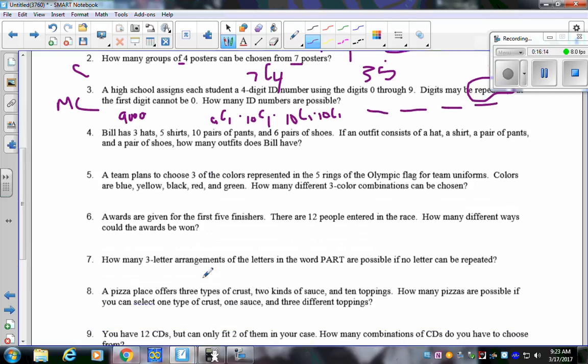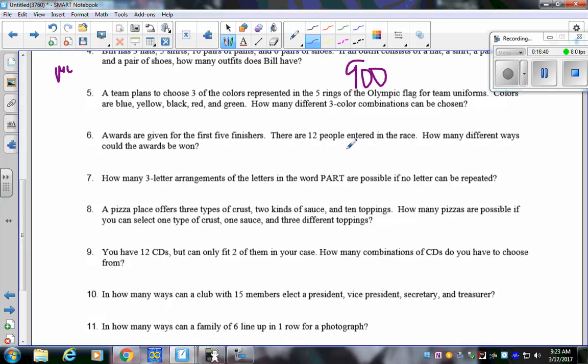All right, Bill has 3 hats, 5 shirts, 10 pairs of pants, and 6 pairs of shoes. If an outfit consists of just one of each of those things, that's the multiple combination or counting principle. So I can do 3C1 times 5C1 times 10C1 times 6C1, because I'm picking 1 hat, 1 shirt, and so on. Realize all those are just going to end up being 3, 5, 10, and 6. When I multiply all those together, you end up with 900. Go, Bill. 900 outfits. Pretty fancy.